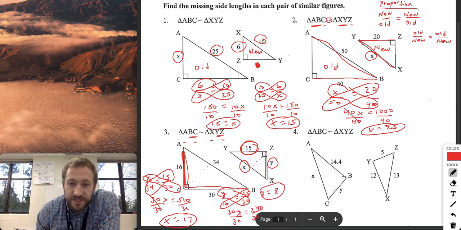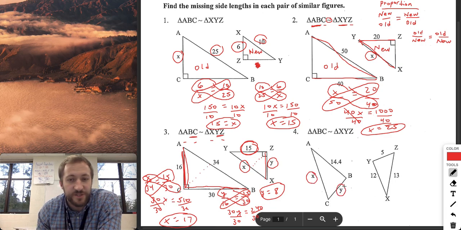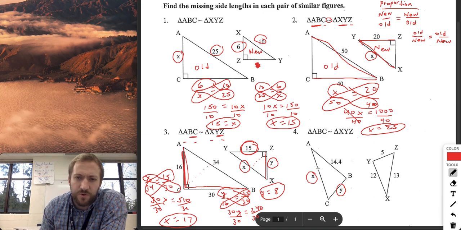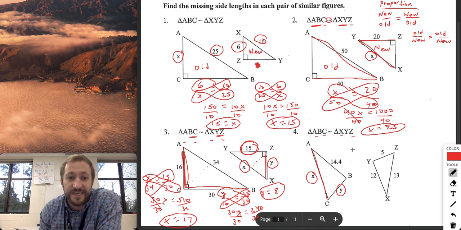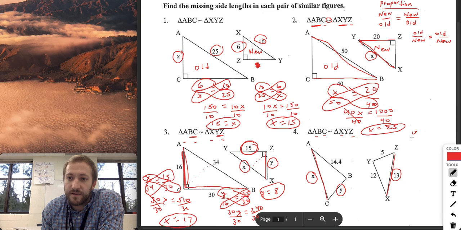Let's see. Let's go and see what we're missing. Oh, we need to look for x, and we need to look for y as well. So we have two variables missing again. Let's go and find x. So x, let's see what it corresponds to. It's between a and c. So if it's between a and c, it must correspond to whatever is between x and z. All right, same spot in the naming, okay? So x and z is right here. So it corresponds to the 13. So we're going to have 13 over x. That's my new over the old.